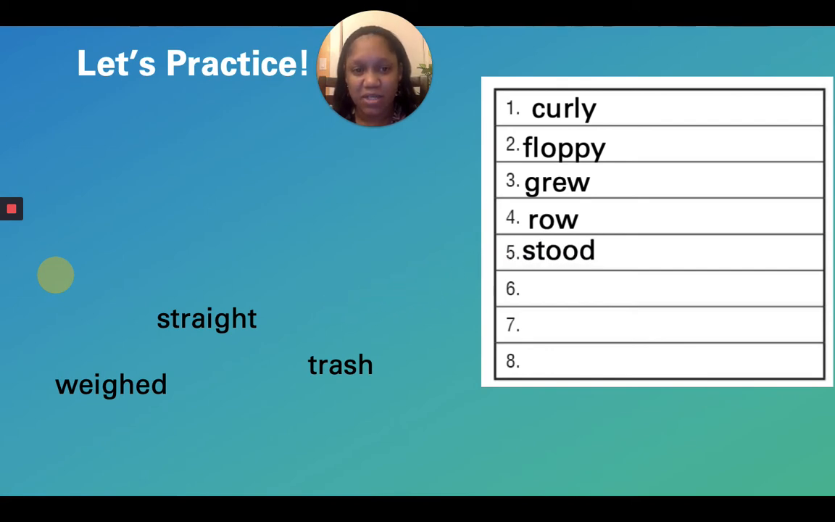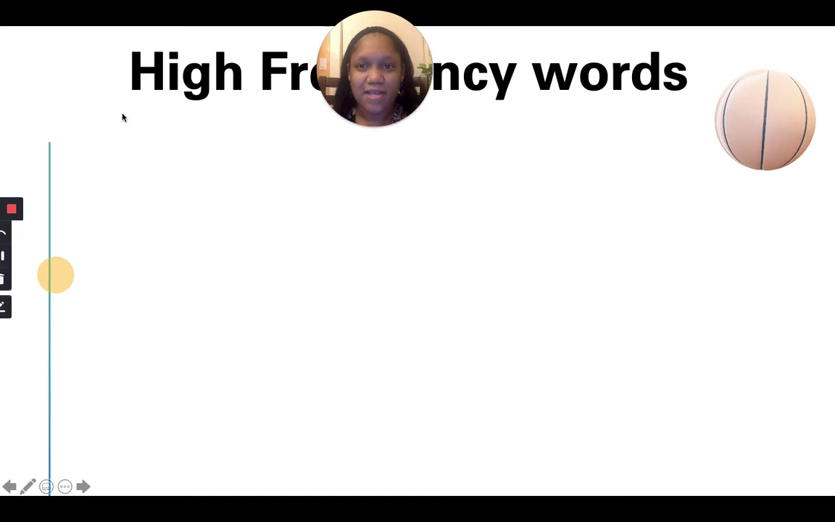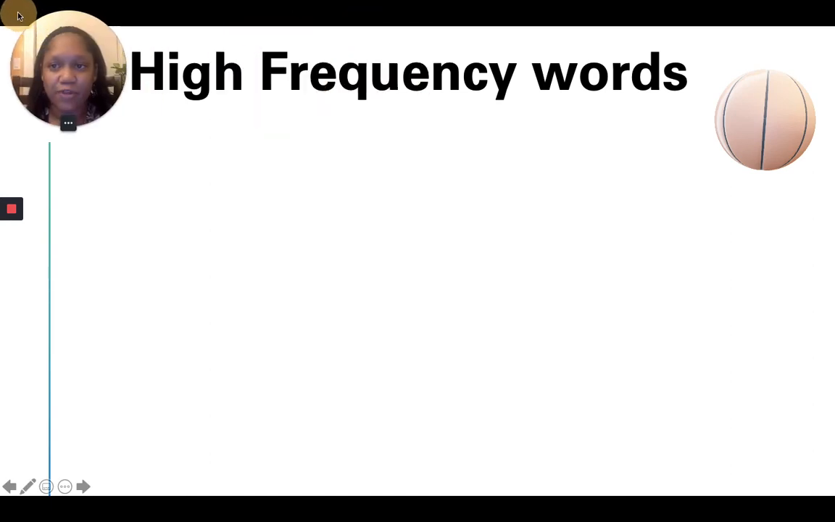Stood comes next because it has an O and straight has an R. So straight comes after. The next one is trash, right? Because after S comes T. And then we have the last one, which is Wade. Here are our words in ABC order. Good work. Okay, let's continue with our high frequency words.